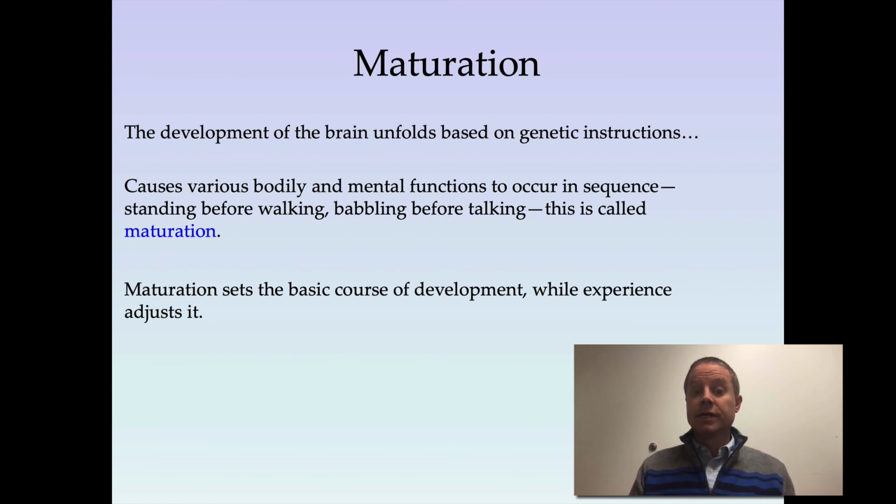Okay, so maturation sets the basic course of development while experience can adjust it. So you're learning to crawl, to walk, to run. Parents can do things to help you out a little bit, and they can maybe make things happen a week or two earlier. But basically, you're going to unfold in that pattern, and that's pretty set.